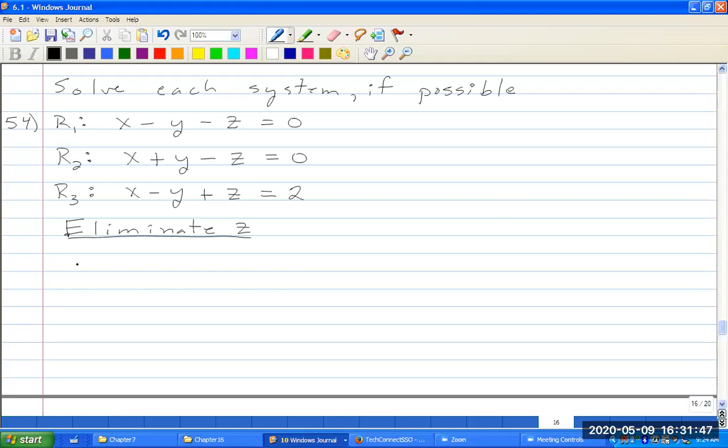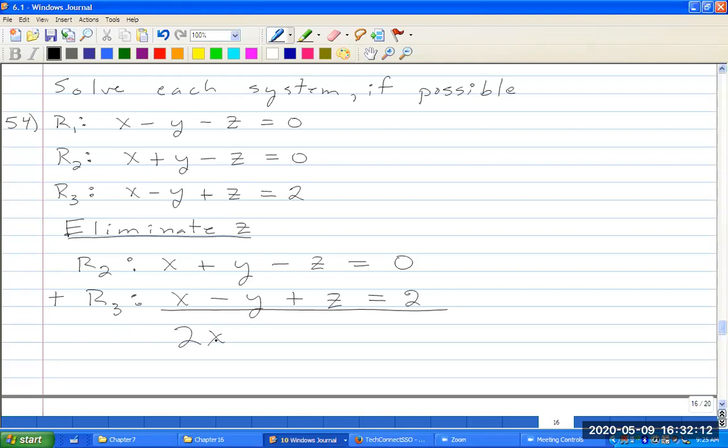So I'll take the second equation, x plus y minus z equals 0. And I'll take the third equation, x minus y plus z equals 2. And I'll just add these. And so I get 2x, y's cancel, z's cancel, equals 2.